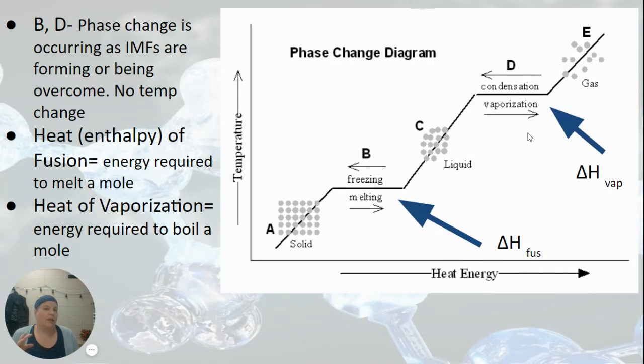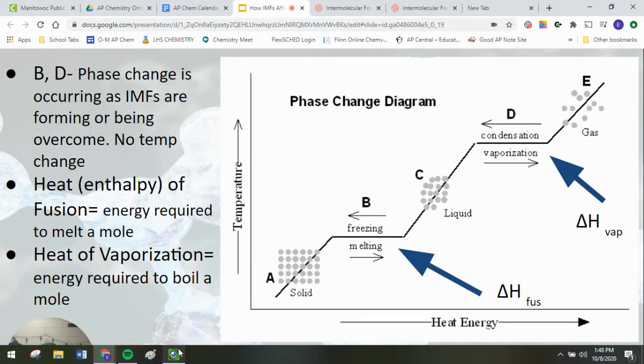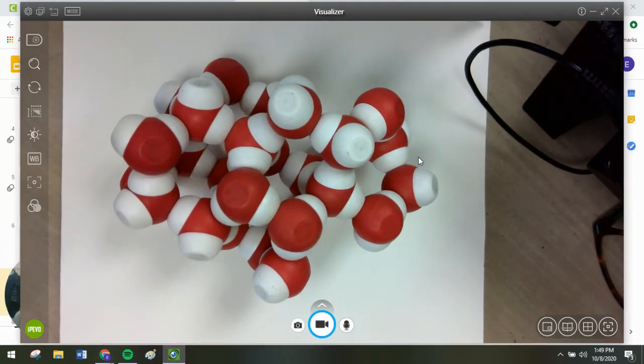Now, boiling is harder than melting, which we'll get into in a second. So you will always see that heat of fusion is less than heat of vaporization. But, and here's the part that we're going to get into with our intermolecular forces, the magnitude of our intermolecular forces will affect the temperature that something melts at, the temperature something boils at, and how much energy it takes to make that happen. Now, I want to show you a little demo with my molecules.